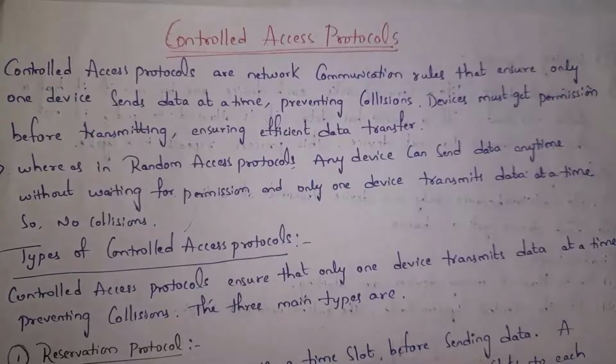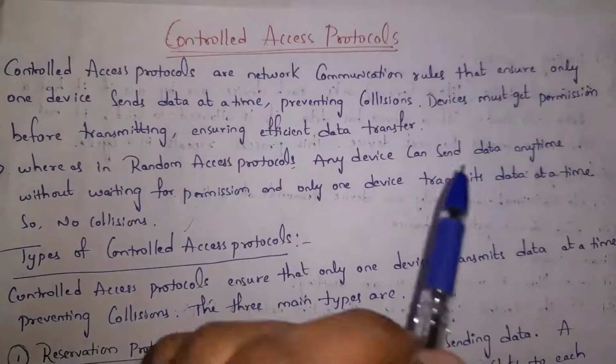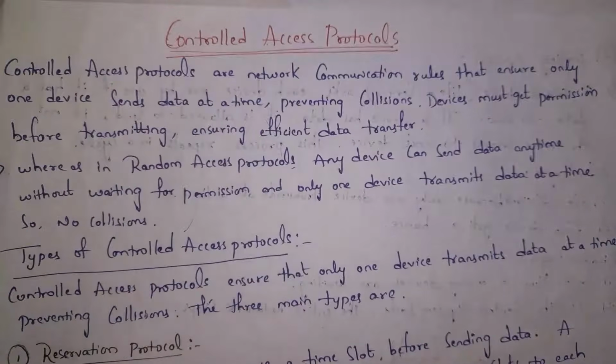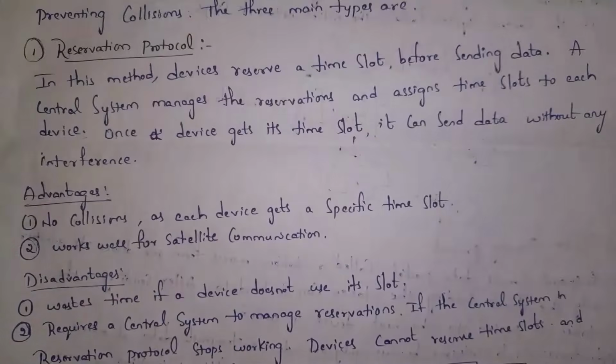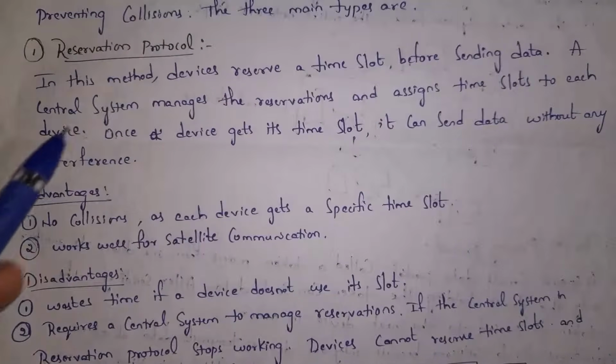Whereas if you consider random access protocols, in random access protocols, any device can send data at any time without waiting for permission. And whereas in controlled access protocols, the device must get permission in order to send data and only one device will send data at a time. So there will not be any collisions. Controlled access protocols are classified into three types. They are reservation protocol, polling protocol, and token passing protocol. At first I will explain what the reservation protocol is.